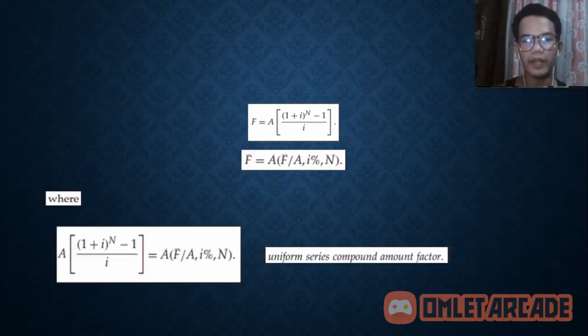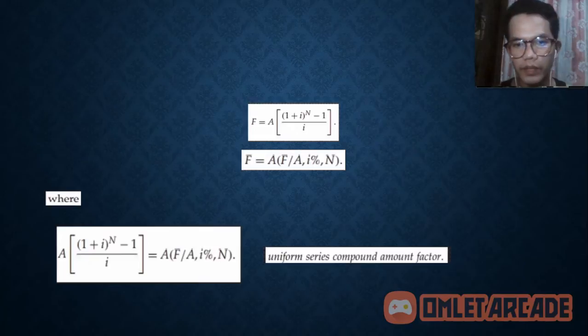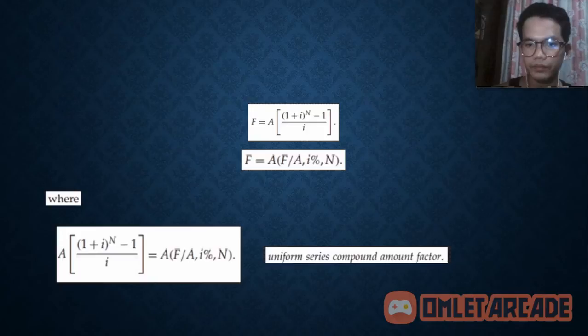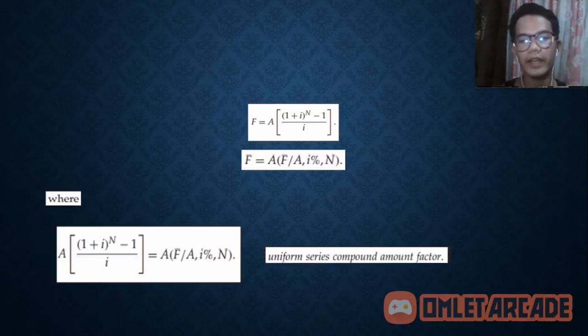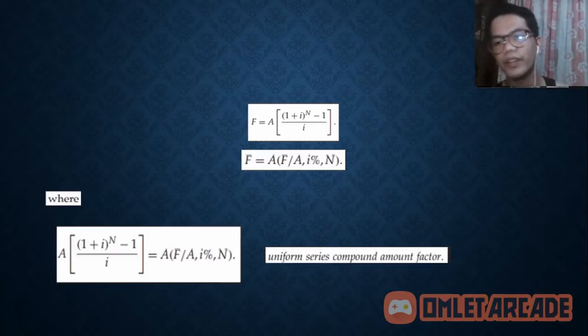So this is the formula. F is equal to A times the quantity (1 plus i) raised to N, where N is the years, minus 1, over i. We can equate it as F equals A times (F over A, i percent, N). That is what we call the uniform series compound amount factor.